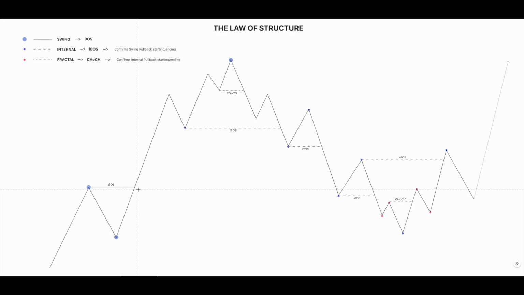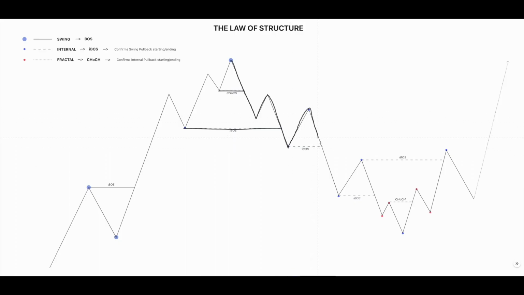If you remember from part 1, we looked at 3 different types of structure. We looked at change of character, being the fractal structure, being the most aggressive form of structure break. And then we looked at internal breaks of structure, which confirmed to us the start and end of our swing pullbacks. So again, I'm not going to go through this in too much detail because hopefully you would have watched part 1, but essentially a change of character confirms the start and end of an internal pullback. The internal structure then switches bearish, which confirms to us the start of the swing pullback.